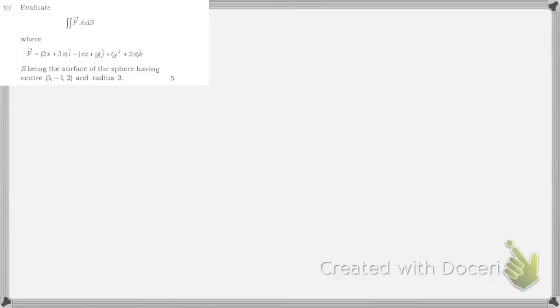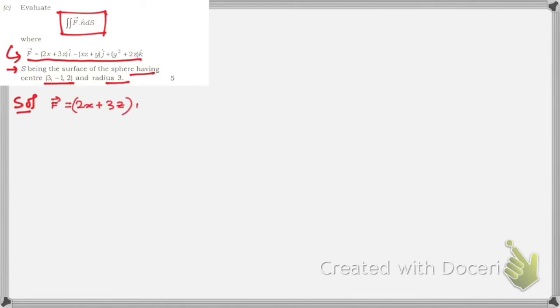Now here is C, question number 8c. Here we need to evaluate this surface integral of F dot n cap dS. Here F is given, this one, this is F, right? And S is the surface of the sphere having center (3, -1, 2) and radius 3, right? So here you see, this is the given vector F.